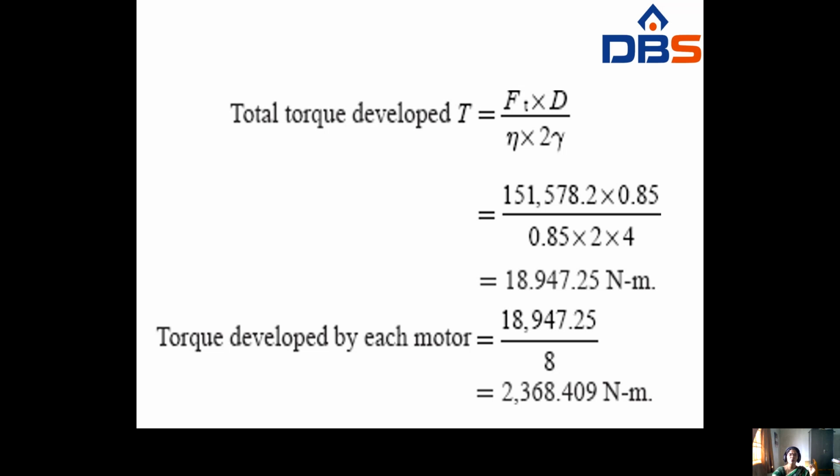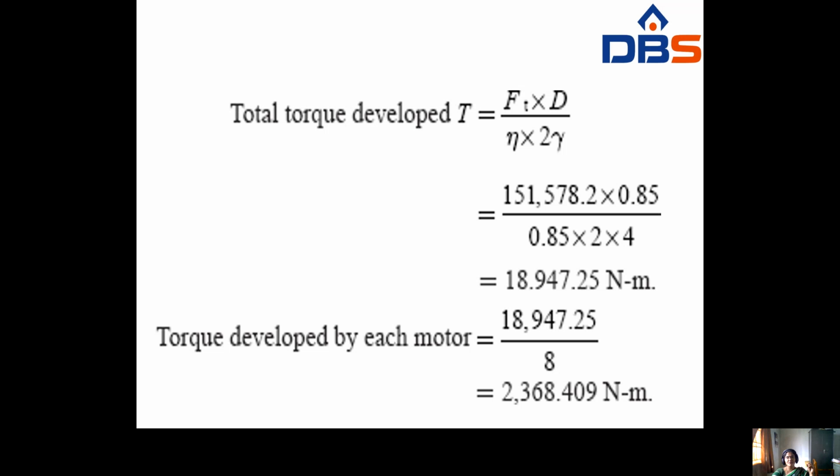So that means why you can get this formula means from the mechanics of train movement. We have to discuss it in theory topics. Okay, from the formula of mechanics of train movements, what is the formula for the Ft tractive effort? Ft equal to 2 eta gamma divided by D. Okay, so from that, torque developed T equal to Ft into D divided by eta into 2 gamma.